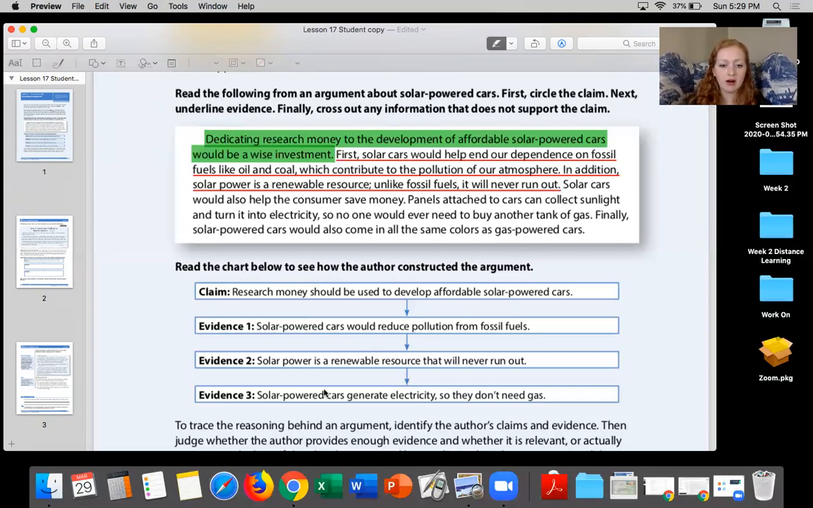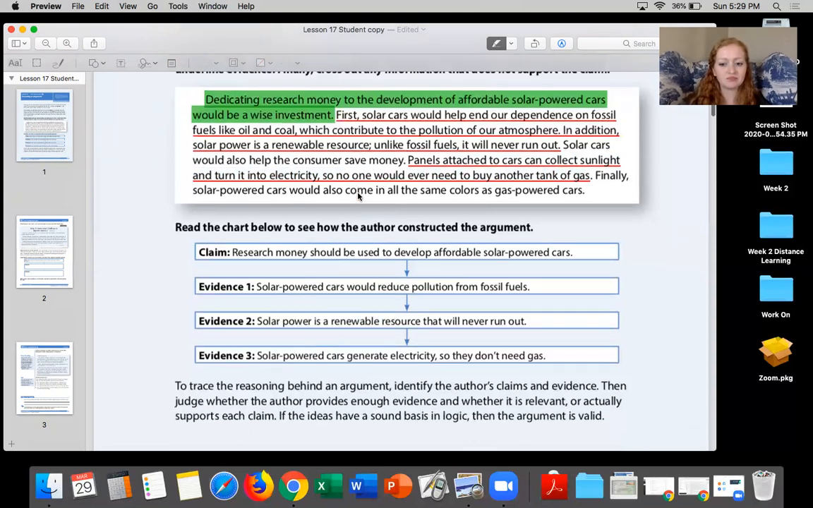So, all right, solar powered cars generate electricity, so they don't need gas. Solar powered cars would help the consumer save money. Panels attached to cars can collect sunlight and turn it into electricity, so no one would ever need to buy another tank of gas. There we go. All right, if you can save money not buying gas, then that's a wise investment. And then this one back up here, I didn't say why it was a wise investment. It won't ever run out, so you don't have to pay for it again and again and again like you have to pay for gasoline in your car.